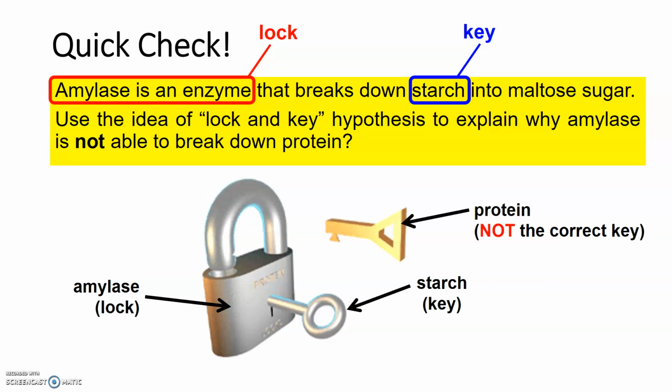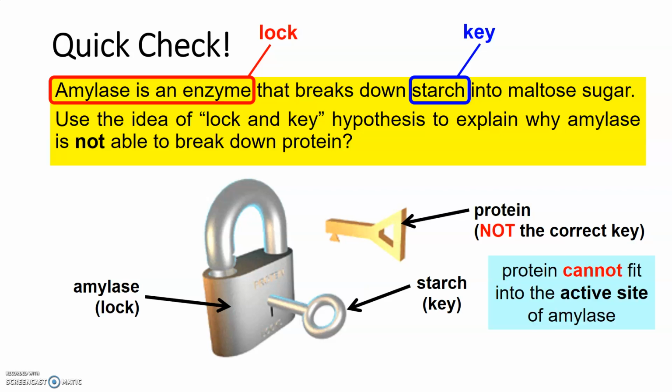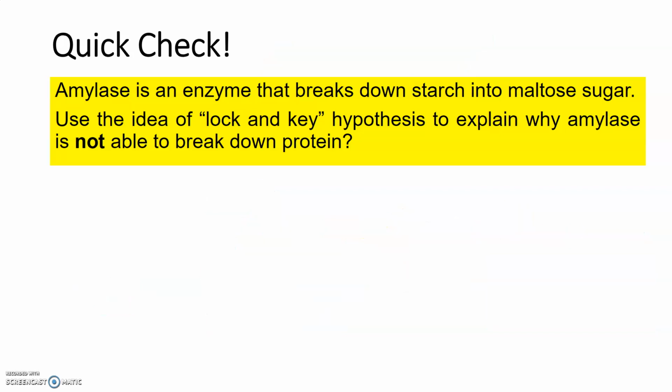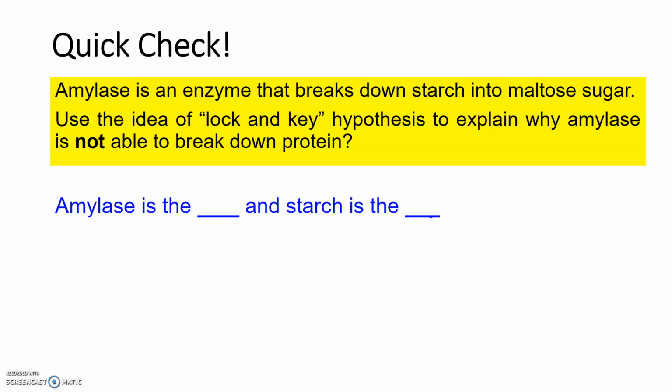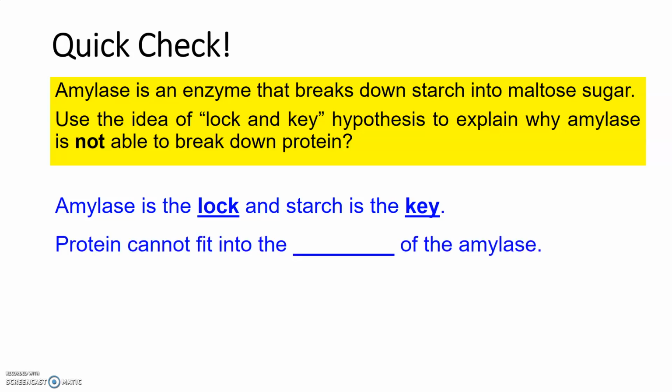Protein is then not the correct key with the wrong shape. So this means that protein cannot fit into the active site of amylase or the lock. Right, so now how do we write it in a sentence? So we will start with saying amylase is the lock and that starch is the key. And protein cannot fit into the active site of the amylase.